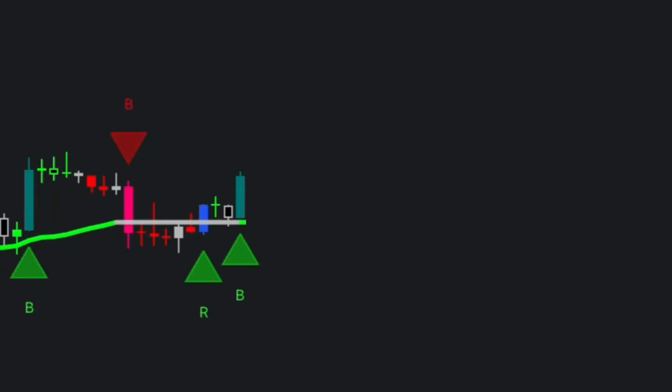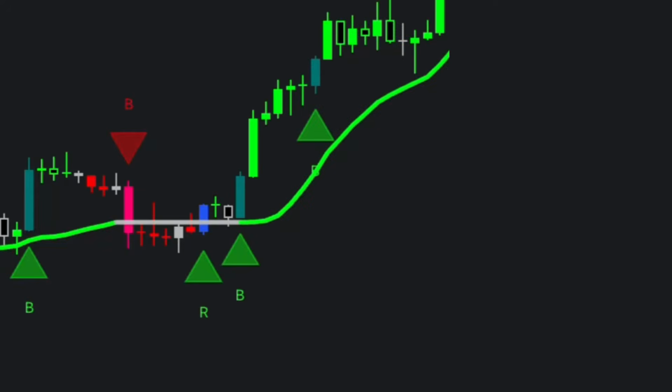But if you find a bullish signal bar like this bullish breakout bar and the dynamic trend is green, which means uptrend, it's a strong bullish reversal signal.